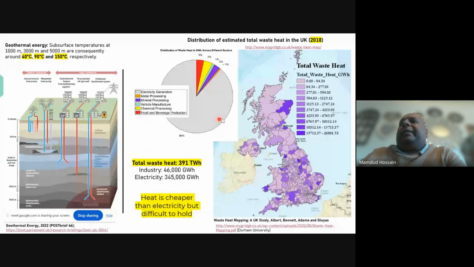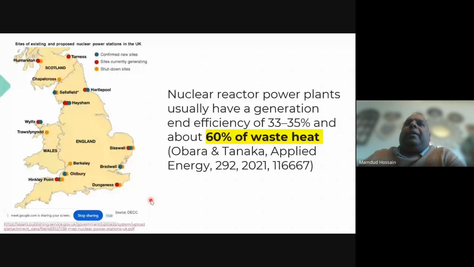If you look at electricity generation, that produces about 390 terawatt hours of electricity. When we are producing electricity, this is the amount of waste heat that is generated. In Aberdeen, where we are, there is actually a large amount, the maximum amount of waste heat available in this area. Heat is cheaper than electricity, so if you can use waste heat, it is even cheaper. However, it's very difficult to hold and store. So you have to use it somehow. You cannot store it or hold it. That's the challenge.